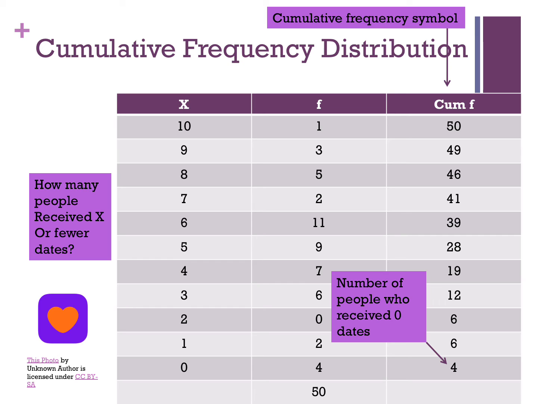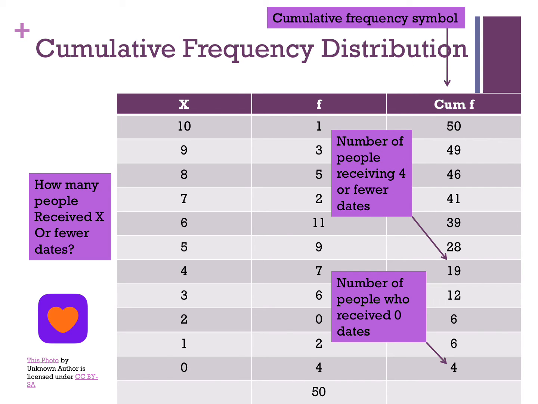Now look at the first column of numbers, the raw scores, symbolized as uppercase X, and look across the row for the number 4. 7 people received exactly 4 dates. You can see that in the column for frequency, labeled with a lowercase f. And the cumulative frequency, that's the number of people who received 4 or fewer dates, is 19.